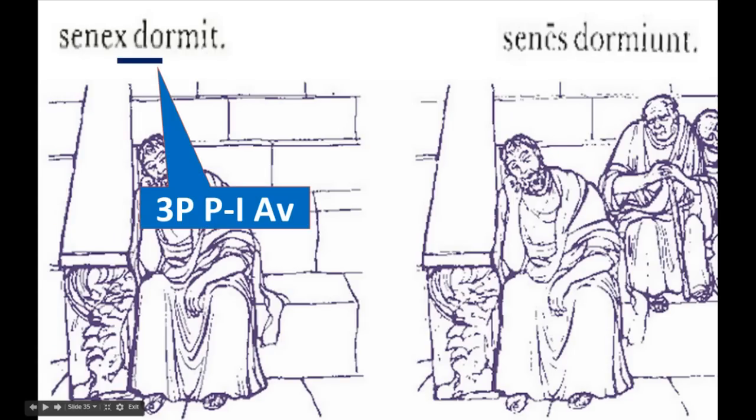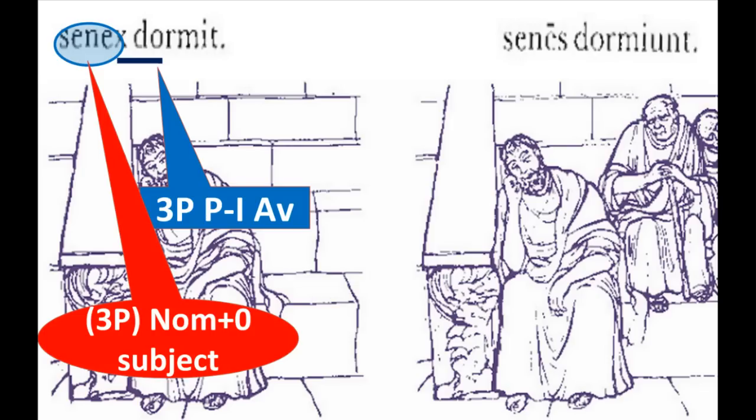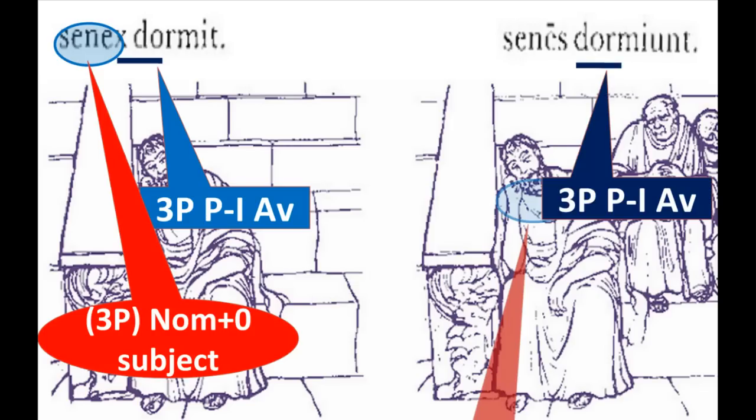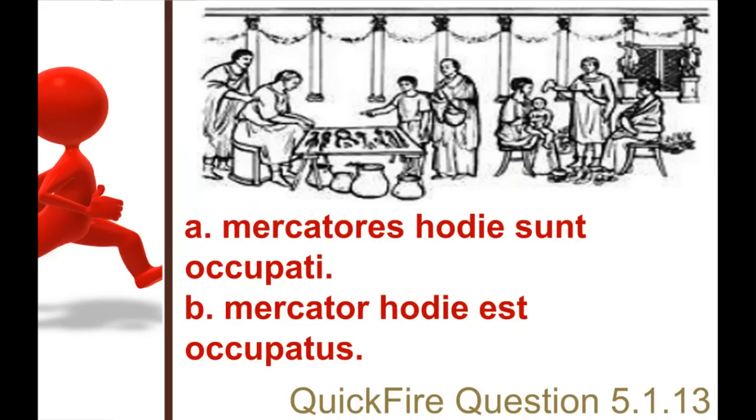Dormit, third singular, subject phrase singular. Third plural, subject phrase plural. Here, do we see one merchant or 2? We see 2. Well, there's our introduction to the perfect and the close of the CLC grammar lecture for Stage 5.